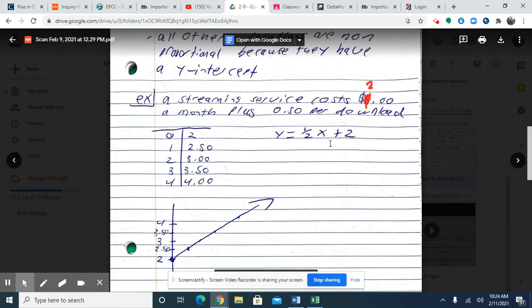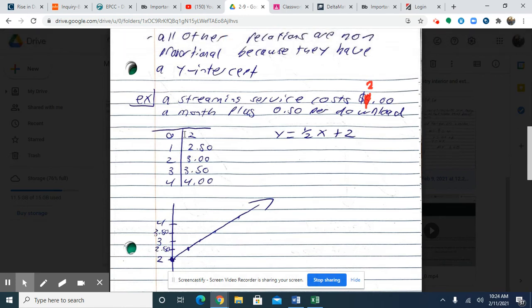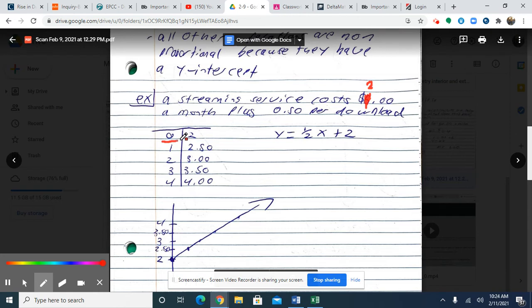So of course, no matter what, at zero downloads per month, we're going to pay $2 no matter what. And of course, every time we go up, it goes up 50 cents. So one song downloaded is $2.50, 2 songs downloaded is 3, so on and so on.